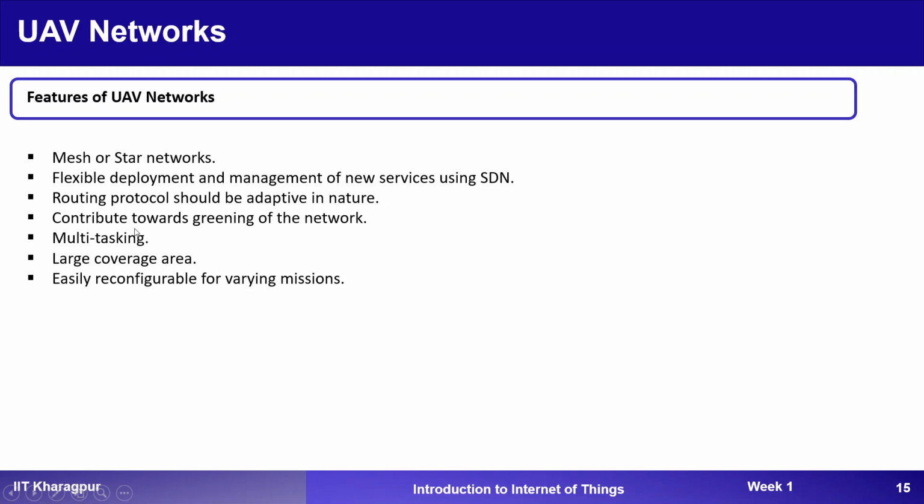data. Now the fourth point is contribute toward the greening of network. So your UAV network should not harm your nature. So it should contribute toward your greening. Fifth point is it should be multitasking. It should cover a large area and it should be easily reconfigurable for varying missions depending upon the applications.